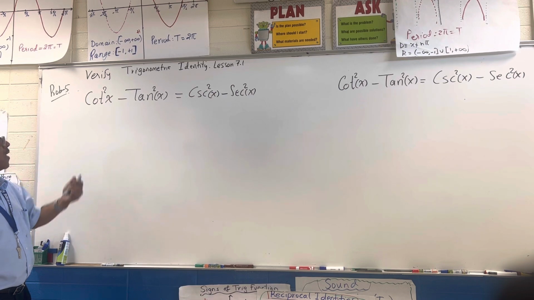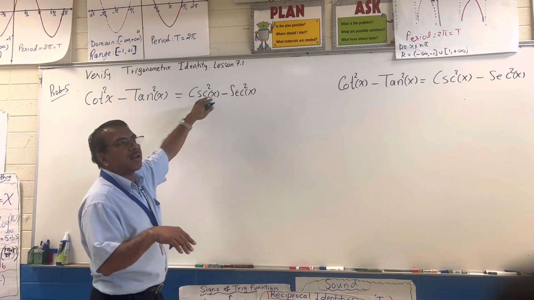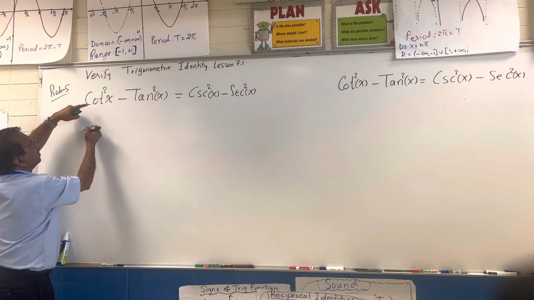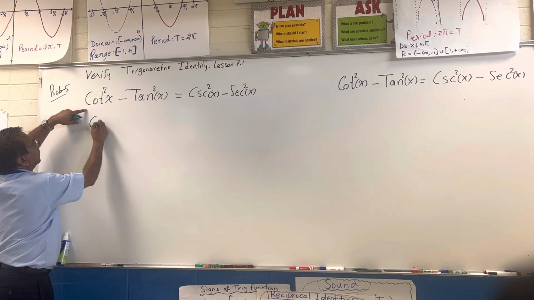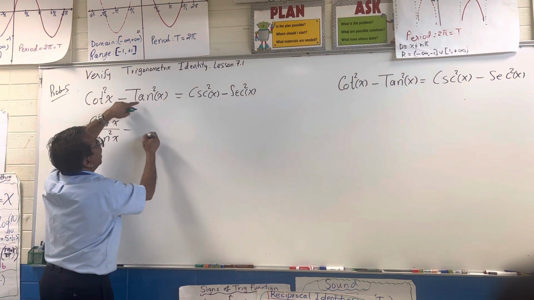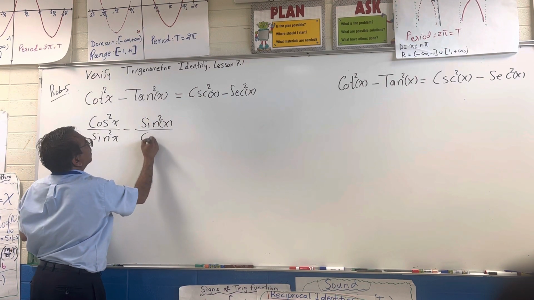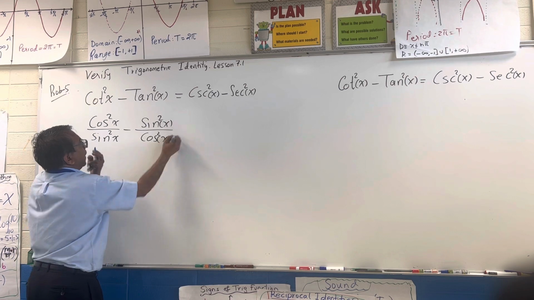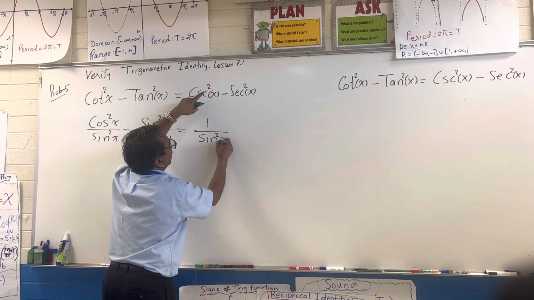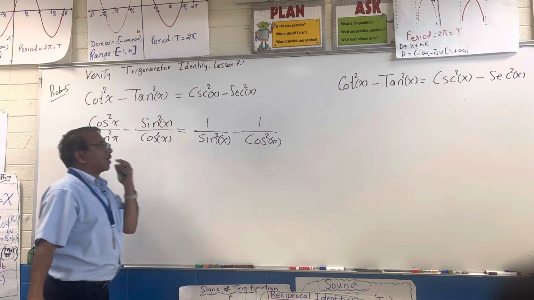Changing cot as cosine over sine, tan as sine over cos, cosecant as 1 over sine, and secant as 1 over cosine. So let's see what happens. The first one I'll write is cosine, so this will be cosine square of x over sine square of x. This tan is sine over cos, but because of the square, you put x over cosine square of x. The right side, this is 1 over sine, but because of the square, you put that, and this is 1 over cosine squared, so that's the first step.